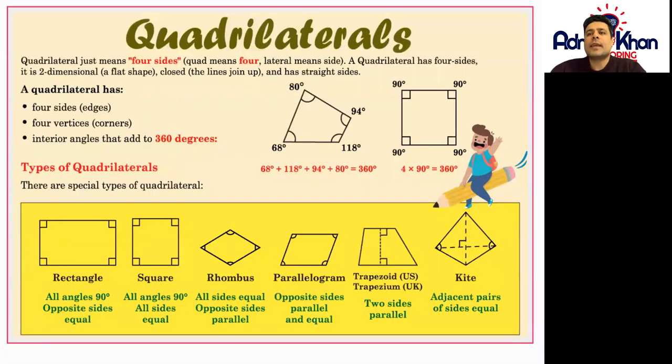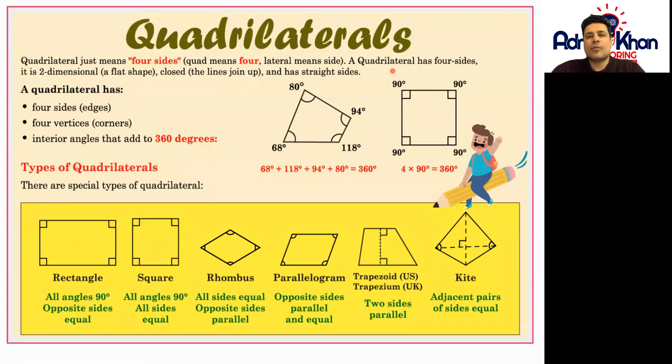We're looking at quadrilaterals here for this particular test. Quadrilaterals just mean four sides. Quad means four, lateral means side. A quadrilateral has four sides. It is a two-dimensional shape. A 2D shape is any shape that's flat. And it's closed, so the lines will actually join up and the shape will close. And they always have what we call straight lines.